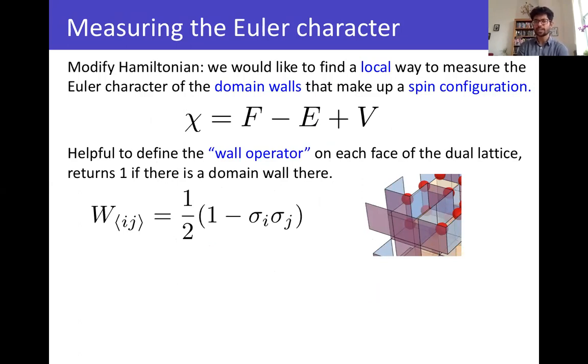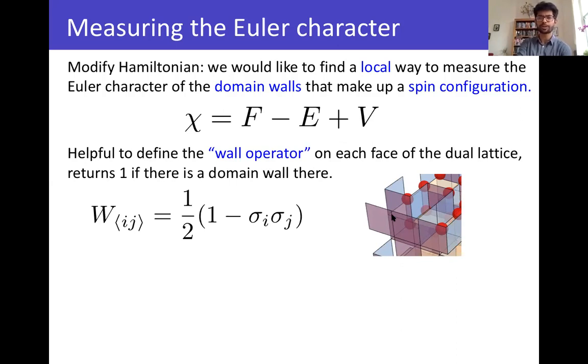The reason this is possible is that the Euler character is a topological invariant, but it has a local representation in terms of a sum over the faces minus the edges plus the vertices of the configuration of domain walls. So what I have to do is figure out a way to extract all of this data from the spin configuration. It turns out it's helpful to define the wall operator. So what is the wall operator?